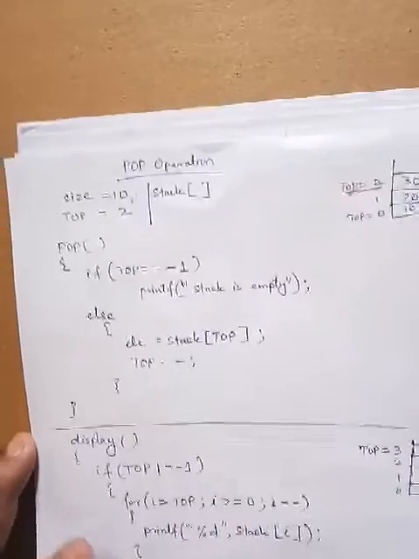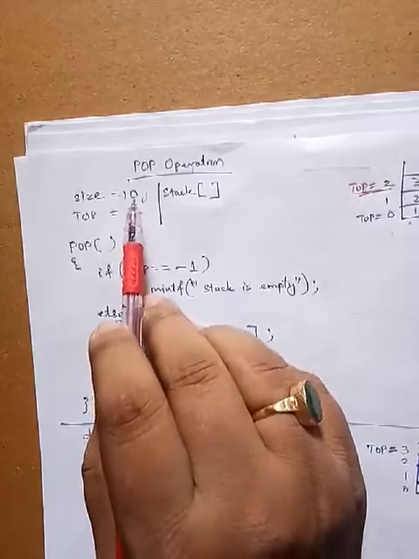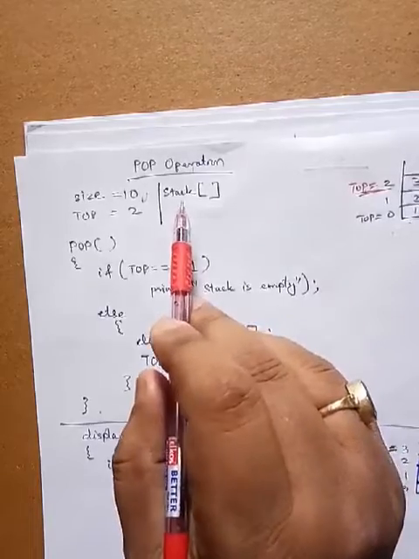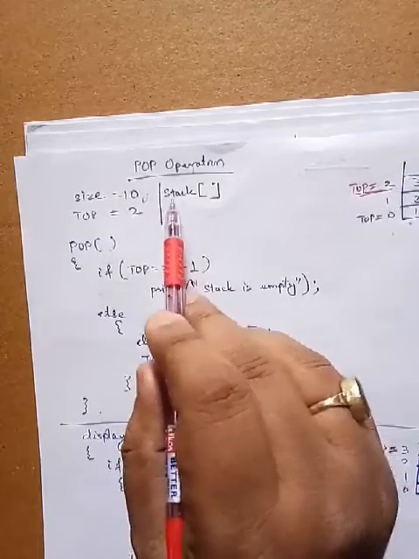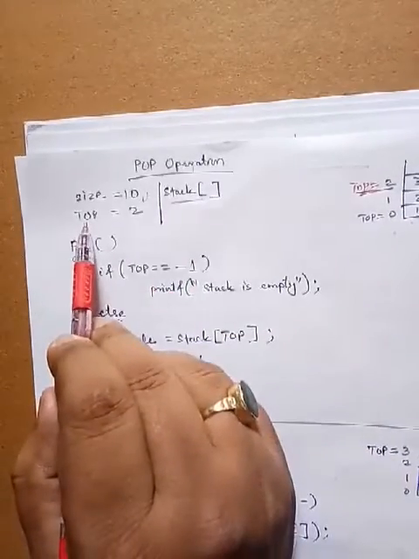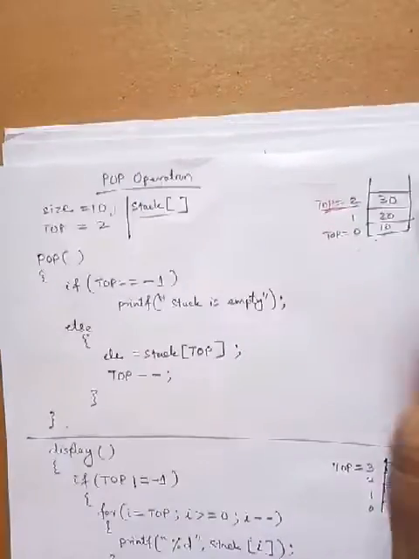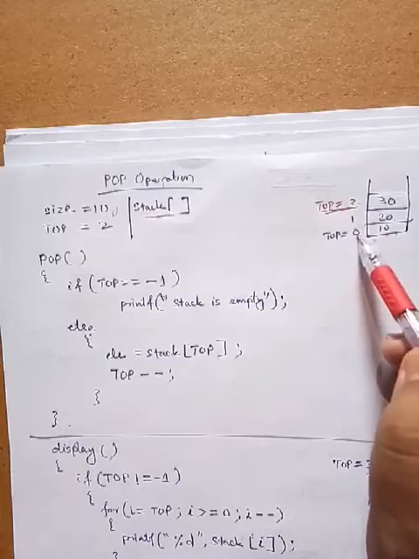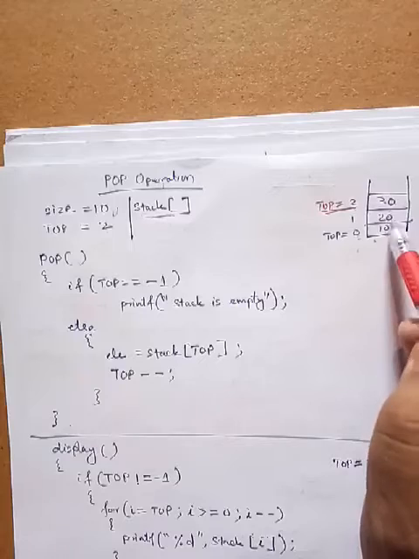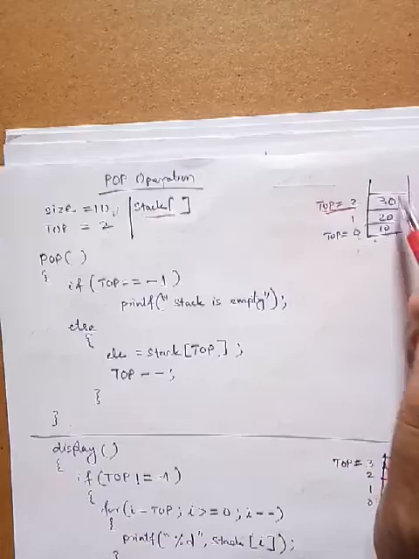Now see the pop operation. Size is equal to 10. I have taken size equal to 10, that is the maximum size of the array, and I have taken the array name as stack, because we are implementing the stack using the array. Now the top value is equal to 2 because we have 3 elements, at indexes 0, 1 and 2. So top value is equal to 2 and the values are, suppose, 10, 20 and 30. So one number will be placed over another number.